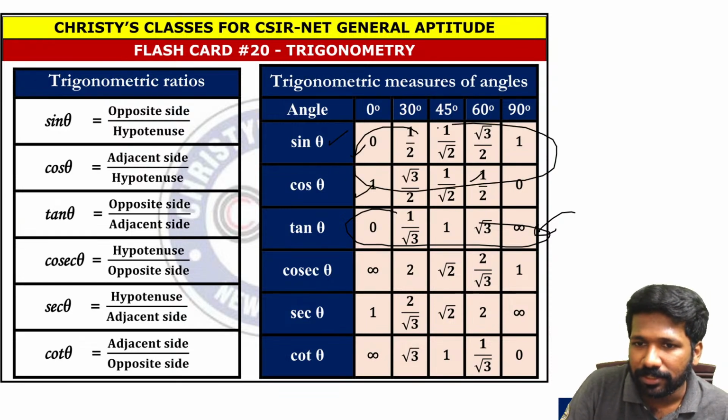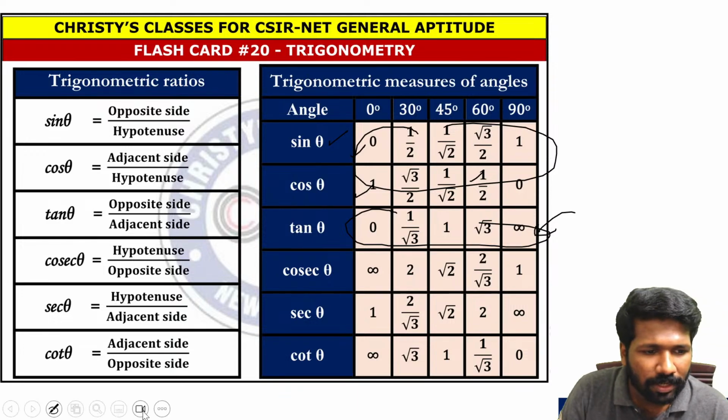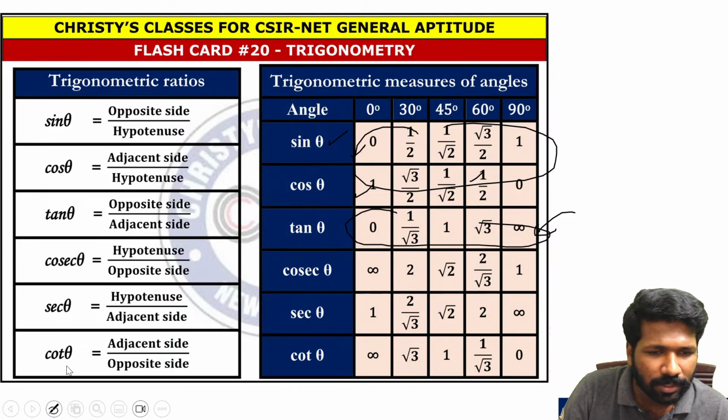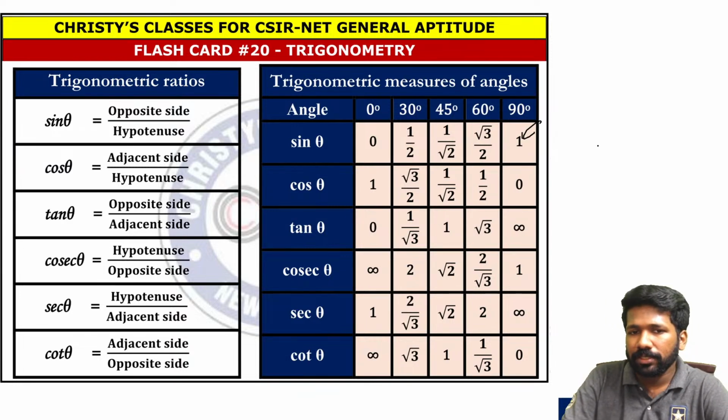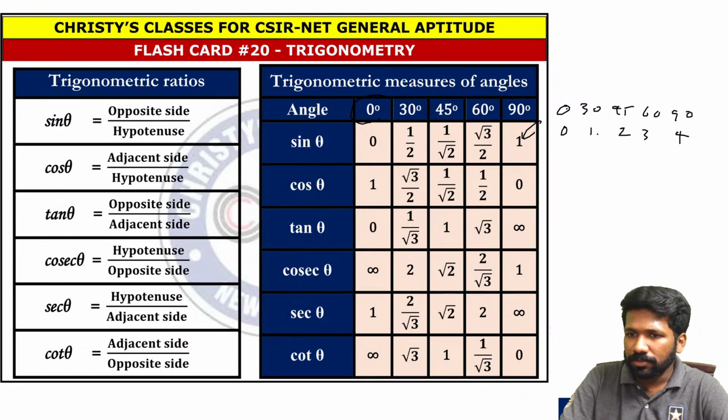of these angles. There's a shortcut for learning that. Very fast I will explain that shortcut. If it is difficult for you to memorize the sine values of 0, 30, 45, 60, 90, what you need to do is just write 0, 1, 2, 3, 4 in this order. 0, 1, 2, 3, 4. Just divide it by 4 and take the square root. That will be the sine value.